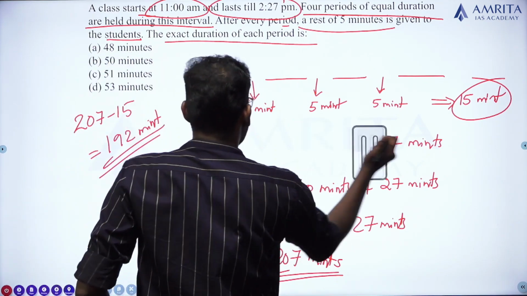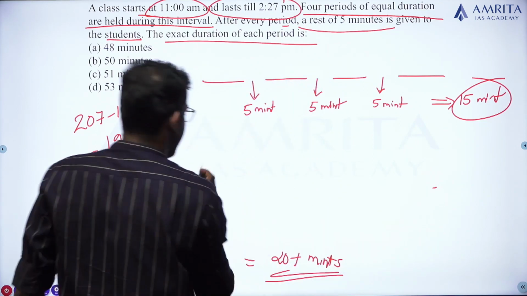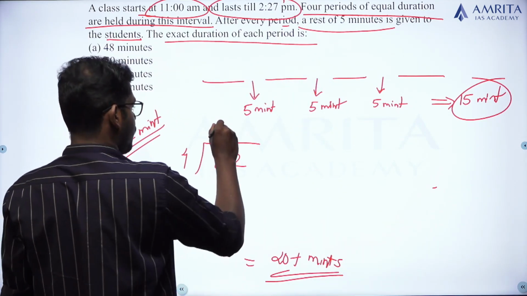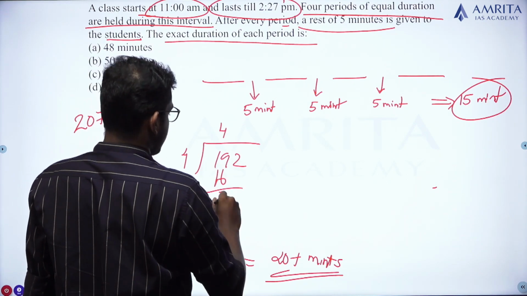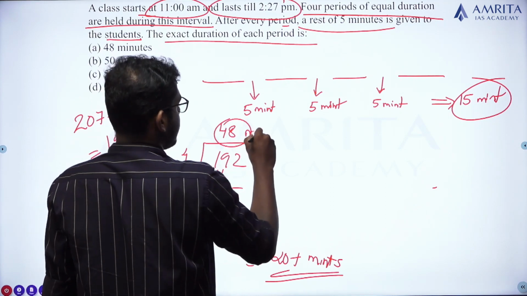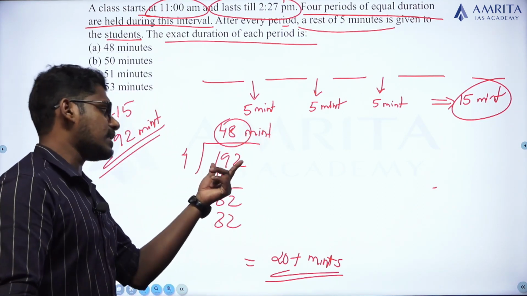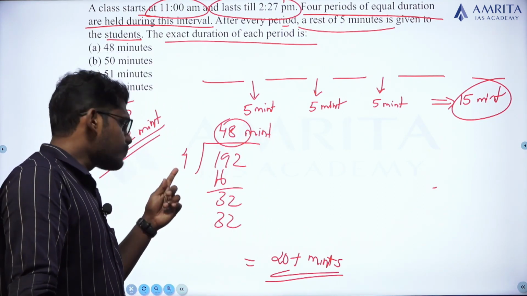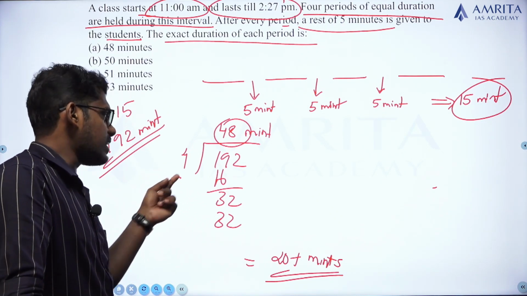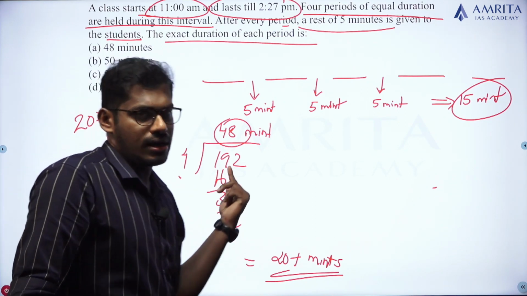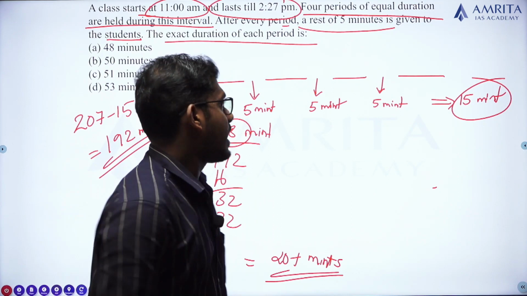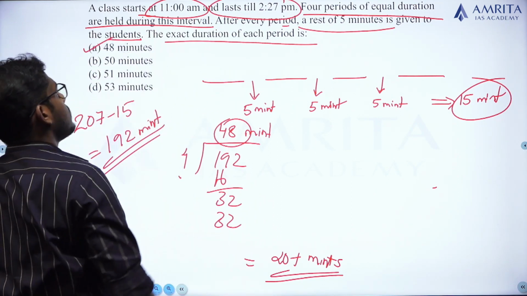So we have to find the duration of each period. The duration of each period can be obtained by dividing 192 by 4. So we get 48 minutes. Total 192 minutes, 4 periods of equal duration are there, so each period contains 48 minutes. Clear? So the answer for this question is option A, 48 minutes.